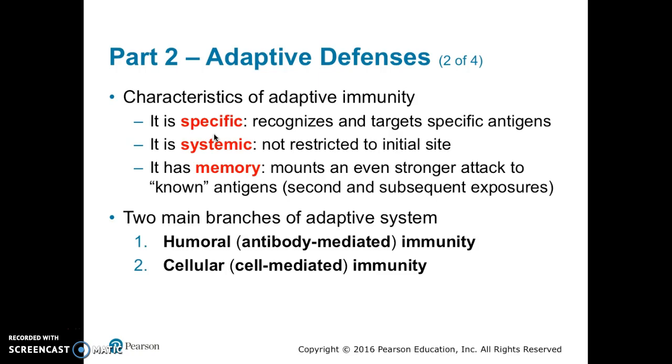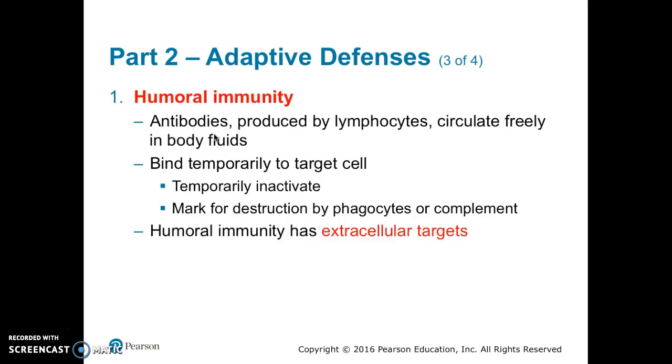There are two main branches of the adaptive immune system, and they are the humoral, or antibody-mediated immunity, and the cellular, or cell-mediated immunity. Beginning with humoral immunity. It involves antibodies produced by lymphocytes, which freely circulate in body fluids. Antibodies bind temporarily to the target cells, making them temporarily inactive. The target cell is now marked for destruction by phagocytes or complement. Humoral immunity has extracellular targets.